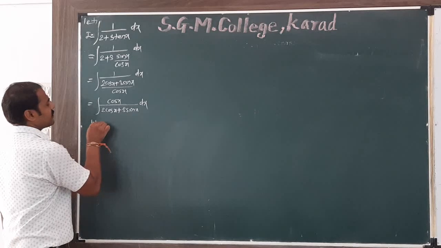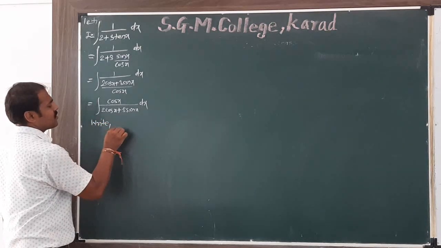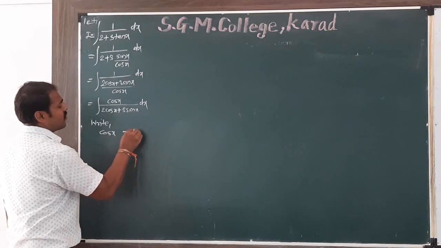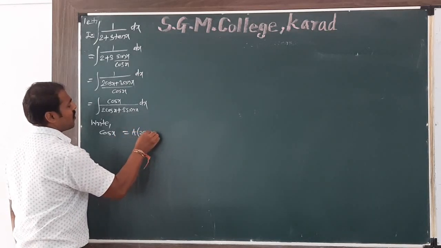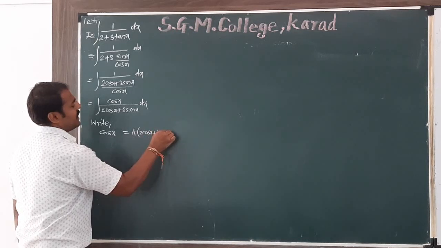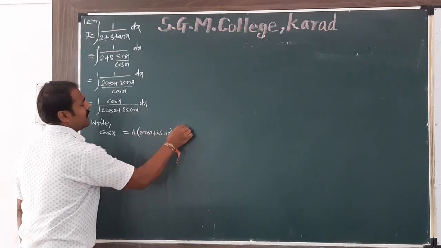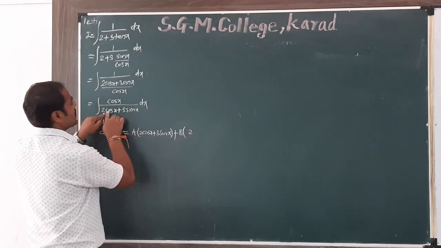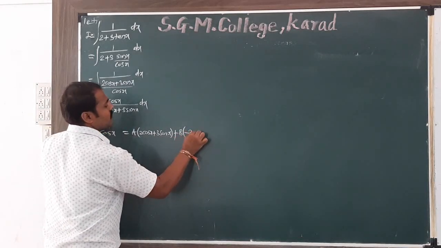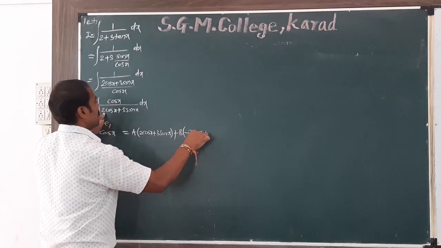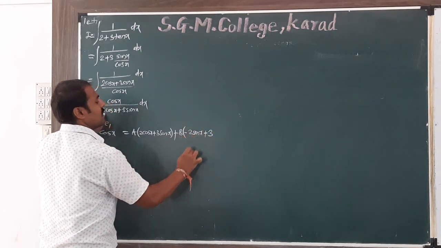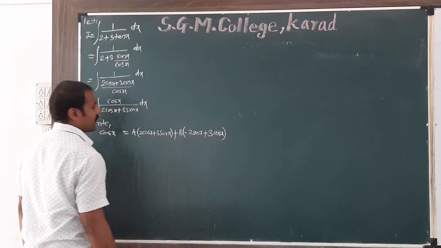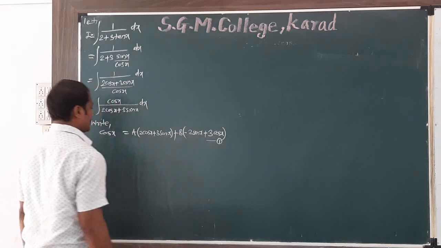Now write numerator, that is cos x, as a into denominator, that is 2 cos x plus 3 sin x, plus b into derivative of denominator. 2 constant as it is, derivative of cos x is minus sin x. So minus 2 sin x plus 3 constant as it is, derivative of sin x is cos x. Okay, it's our equation number first.